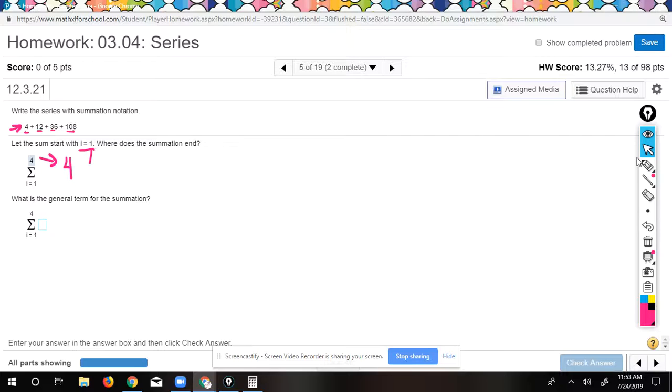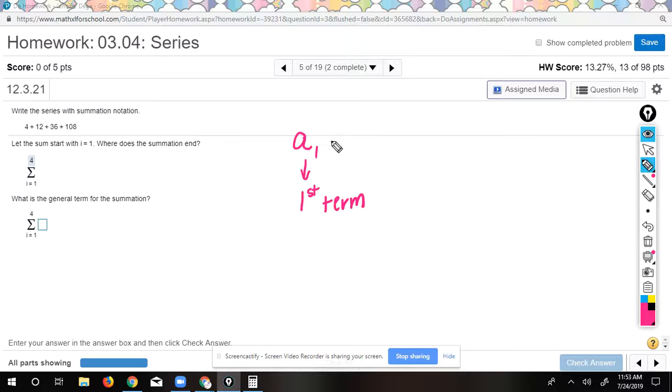So now they want to know what is the general term for the summation. Now I'm going to say for this series, this is definitely geometric because see how fast it goes up? And remember, geometric, you start with your first term. It's called a sub 1, that first term. And then we multiply by how the numbers are changing, raised to the power of the number you plug in minus 1. So our first term in this one is 4.